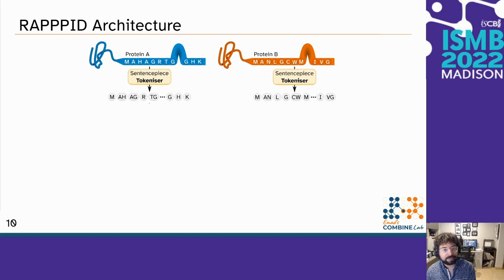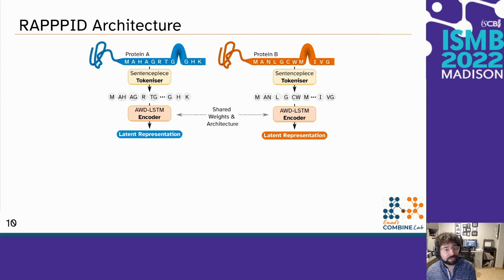The amino acid sequence is then tokenized using the SentencePiece tokenizer, which chunks the sequence into tokens of 1 to 4 amino acids. SentencePiece uses a probabilistic algorithm, and the tokens generated for a sequence are not deterministic. This helps to regularize our model at the token level. These tokens are then used as input for the averaged weight decayed long short-term memory encoder, or AWD-LSTM.